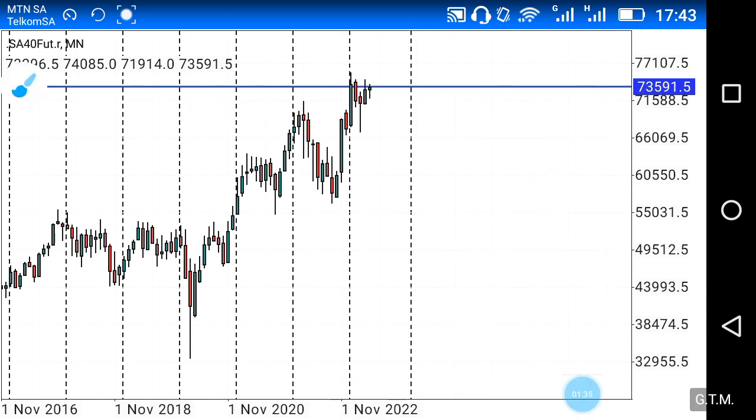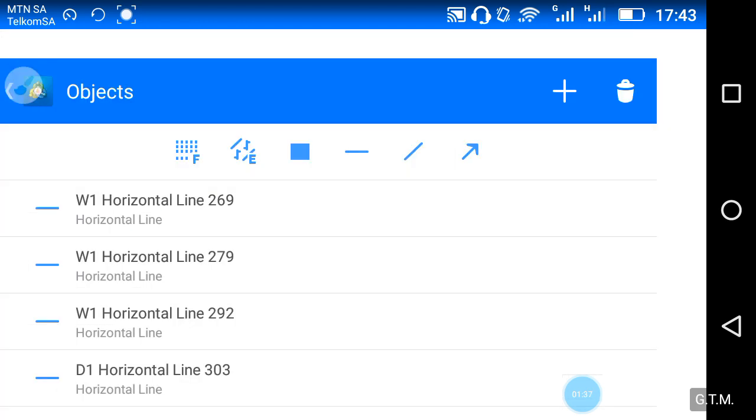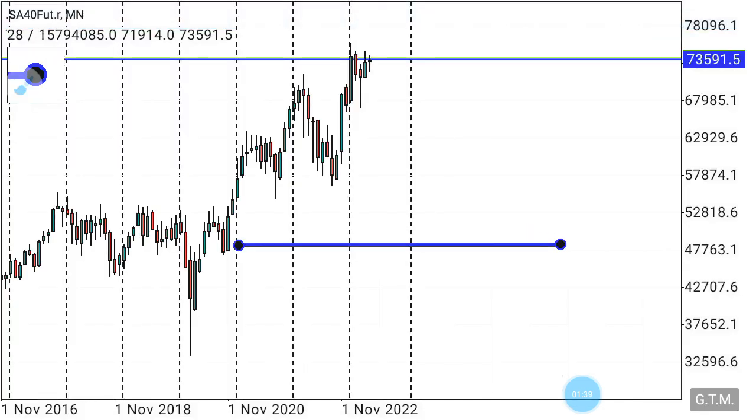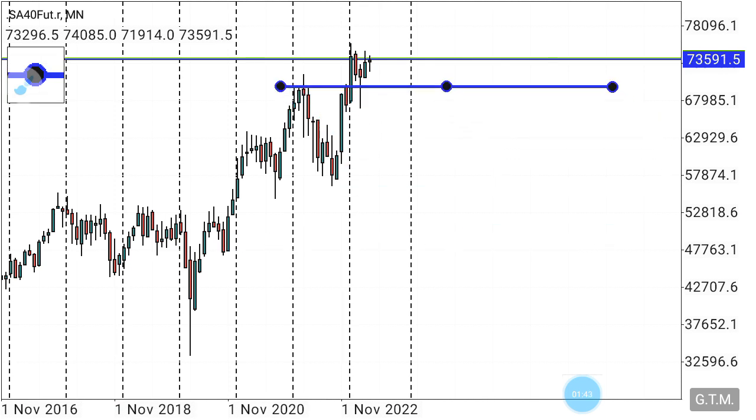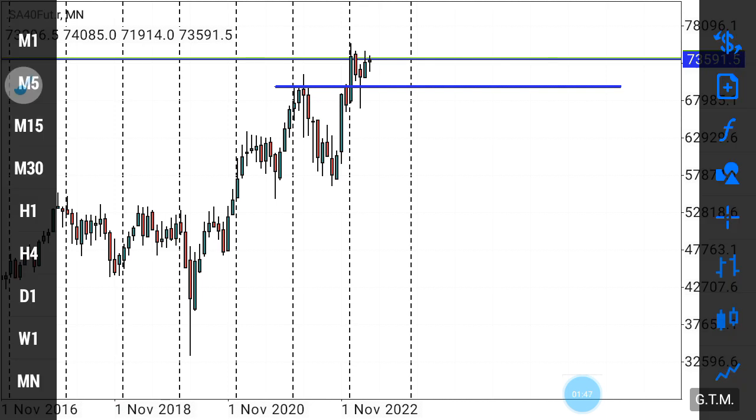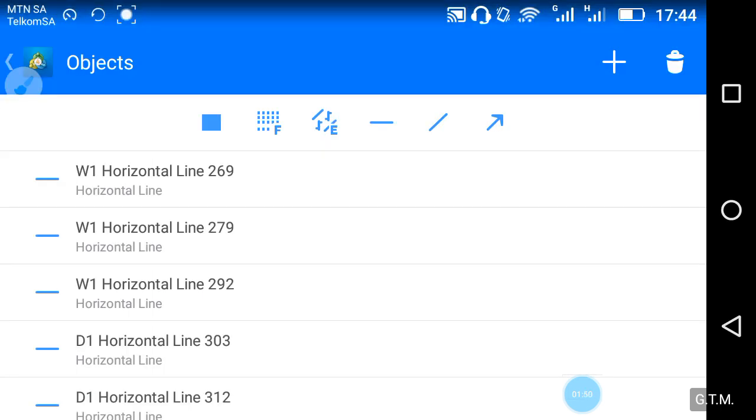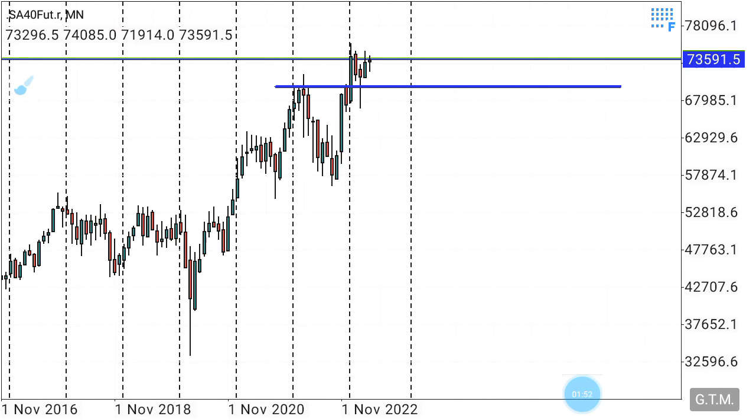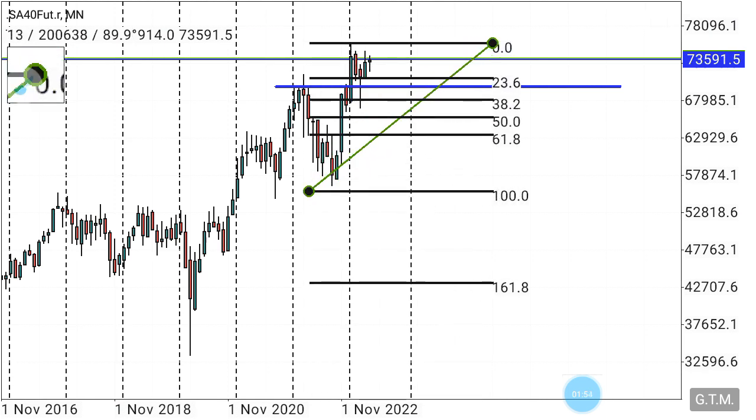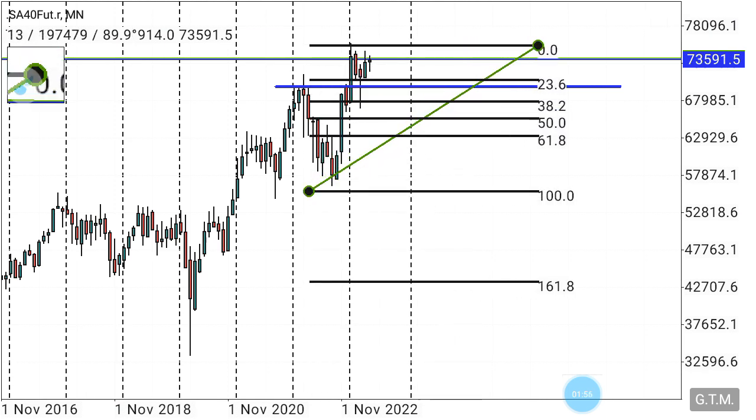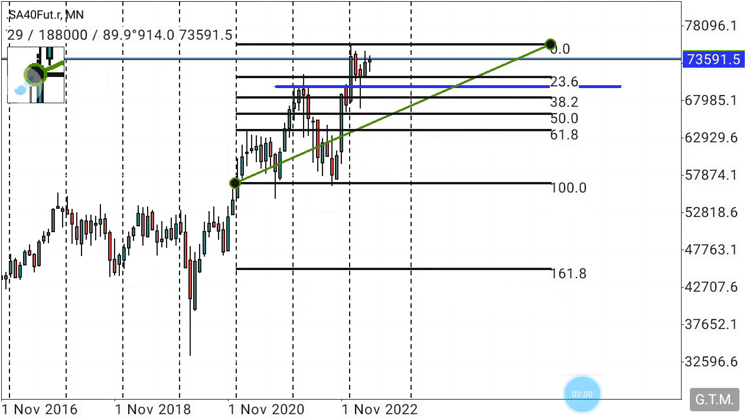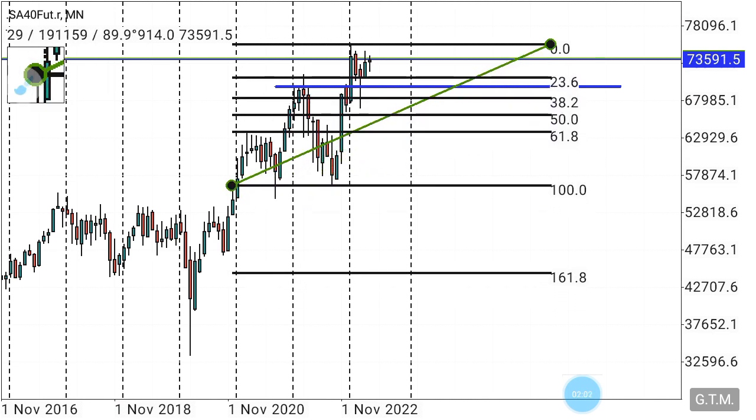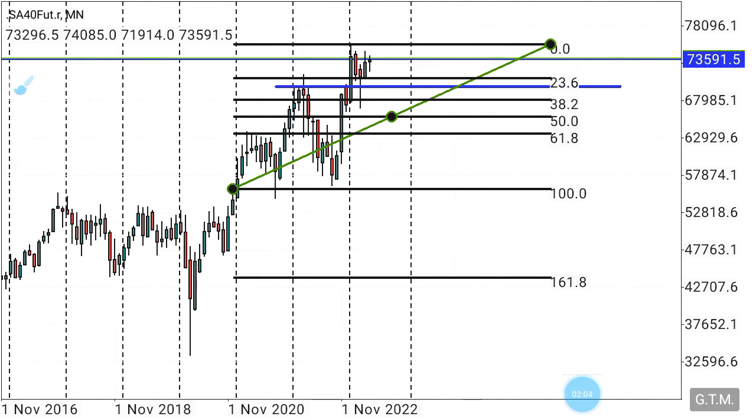So what I'm going to do right now is just add a neckline for that W structure. Let's have a look. So we could say more or less that our neckline is at that level. Then what I'm going to do, guys, is utilize the Fibonacci retracement tool just to see if that neckline actually aligns with any key numbers that we have on the Fibonacci tool. And here we go. Let's have a look. Just bear with me, guys.